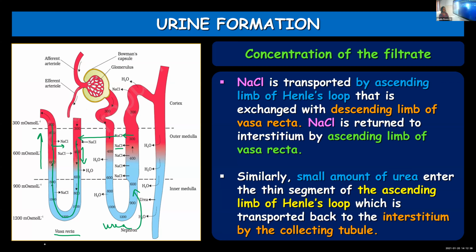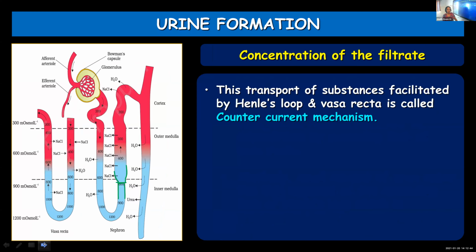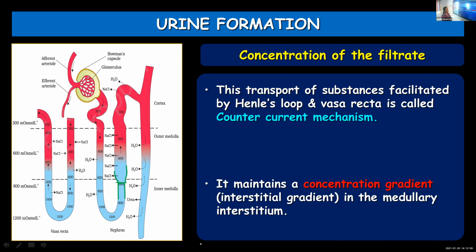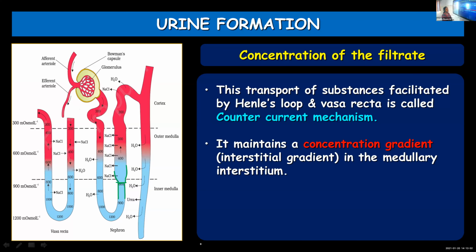This transport of substances facilitated by Henle's loop and vasa recta is known as the counter current mechanism. Counter means opposite current flow. So here the flow of substances is maintained in the opposite direction. As a result of the counter current mechanism, in the medullary interstitial fluid a concentration gradient will be maintained. There the osmolarity will be maintained high.